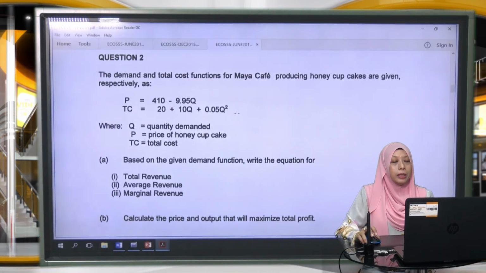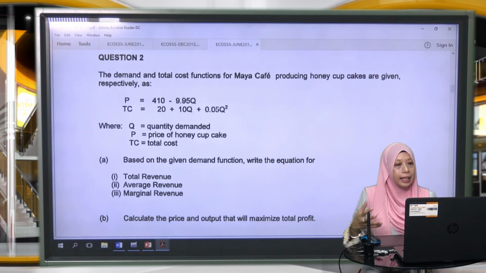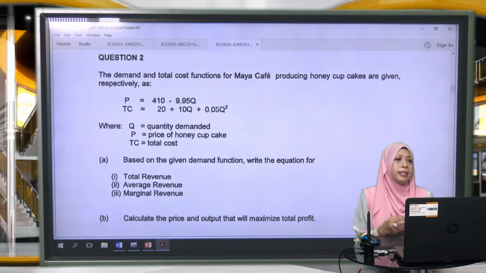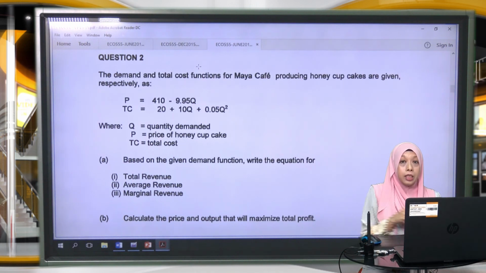Now we're going to try sample questions taken from past year papers. This is actually applying all the concepts that we have just learned. So we have the demand. Before that, this question is taken from June 2015, part A, question number 2.